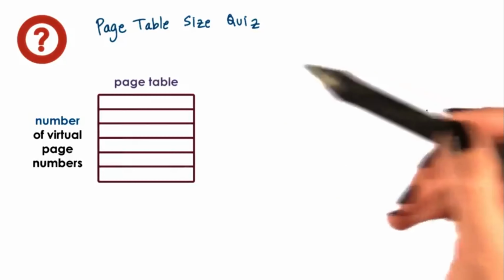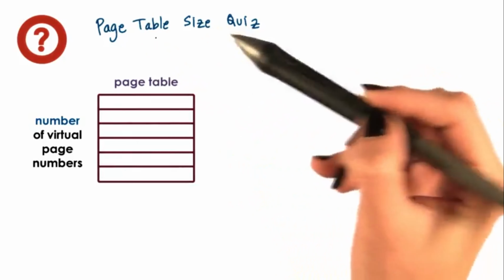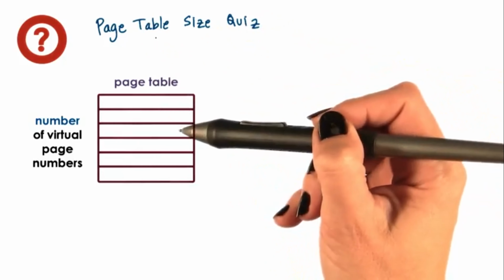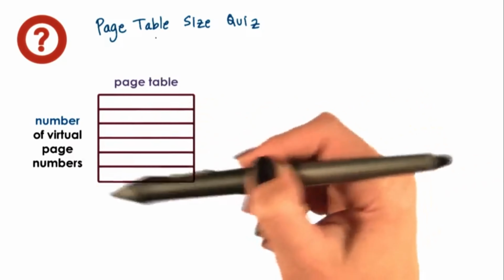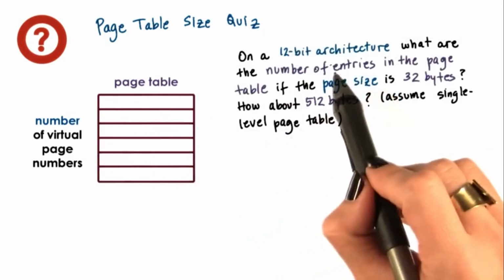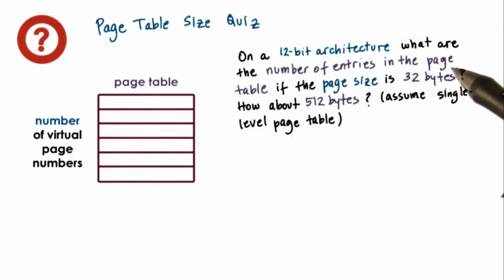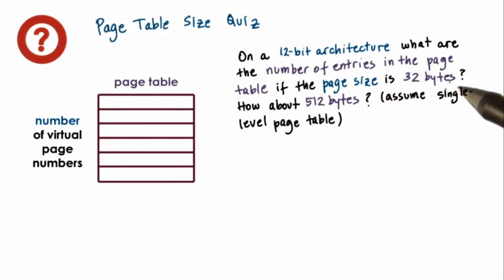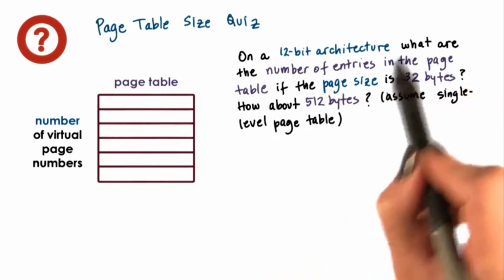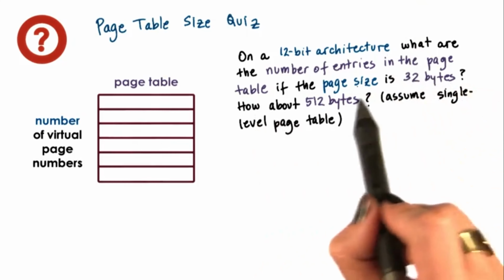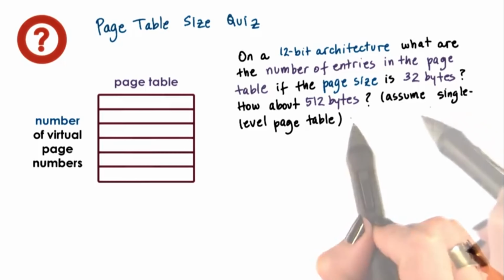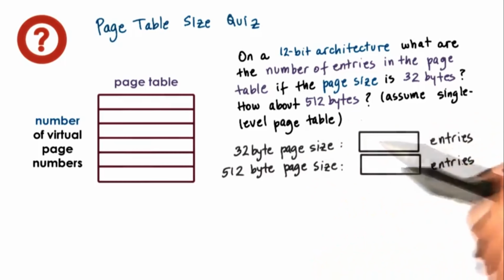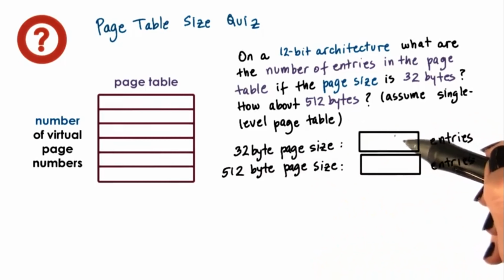gigabytes. Our first quiz about page tables looked at the address format, and in the second quiz, we will look at page tables again, but by looking at the page sizes. On a 12-bit architecture, what is the number of entries that is required in the page table if the page size is 32 bytes? Also think about what is the answer to this question if the page size is 512 bytes. You should assume that the page table is a single-level page table. Write your answers in the text boxes.